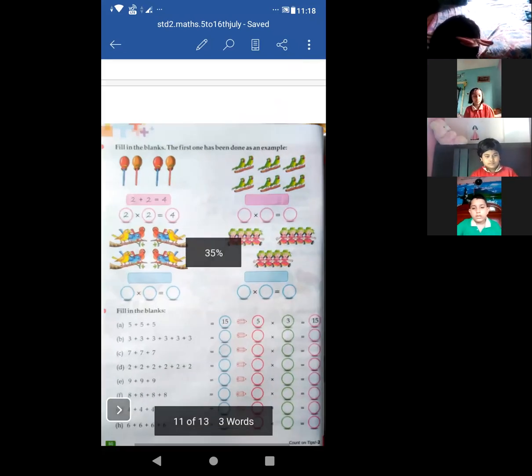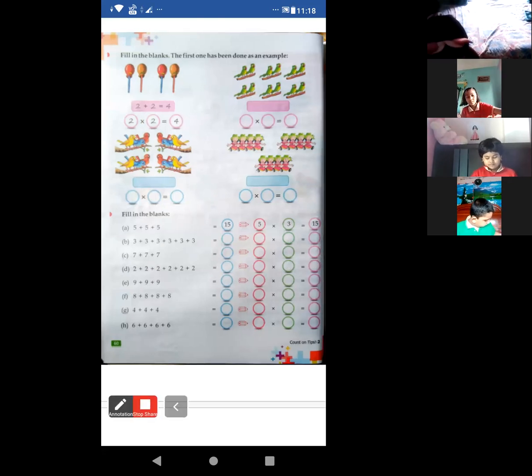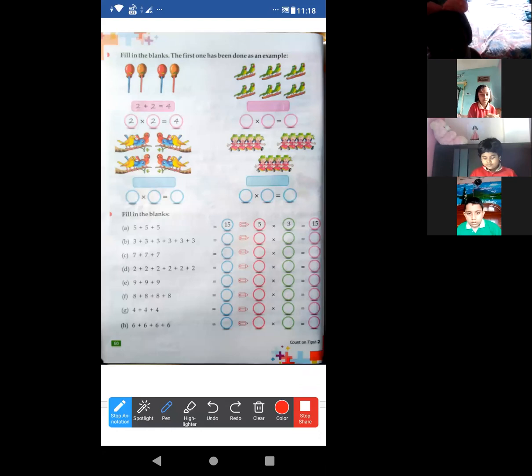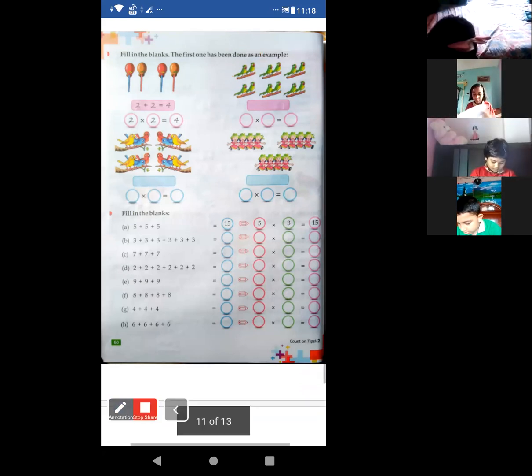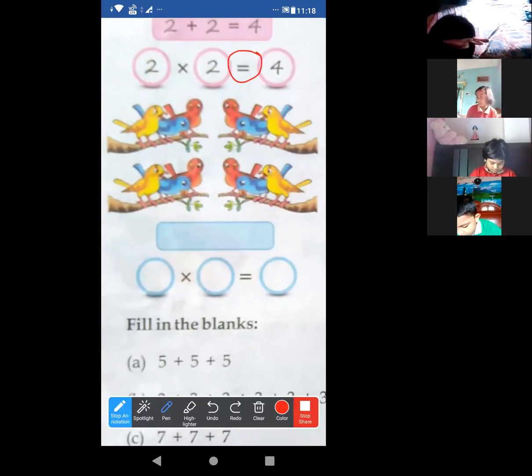And I told you how to solve this type of question. Basically, first we have to count how many parrots or whatever. The number we have to see first. Then how many times are they? Suppose for this one, look, how many birds are there in one branch? Look, 1, 2, 3. 3 birds are there in one branch. So first we will put 3 over there.